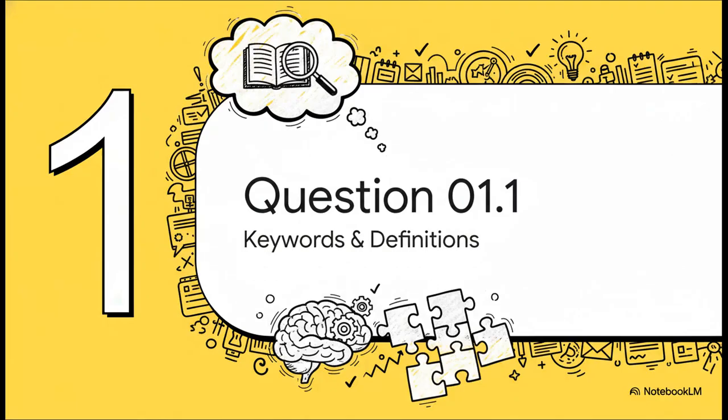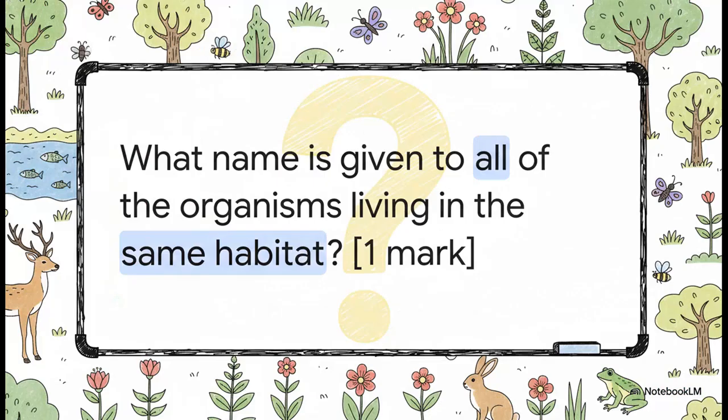All right, first up, question 1.1. This is a classic opener for a lot of papers, a quick test of your core knowledge, those precise definitions you absolutely have to nail down. The question is, what name is given to all of the organisms living in the same habitat? It's just for 1 mark. Take a second. What do you think?